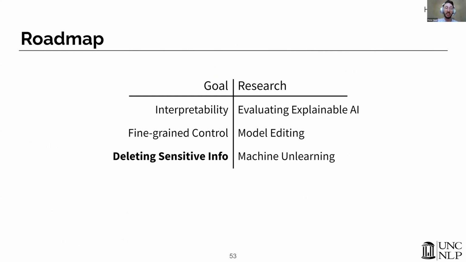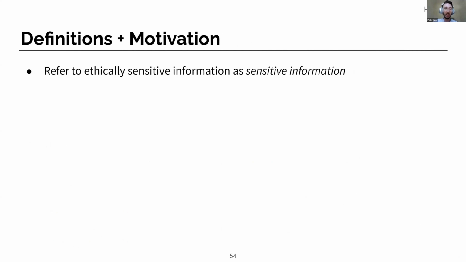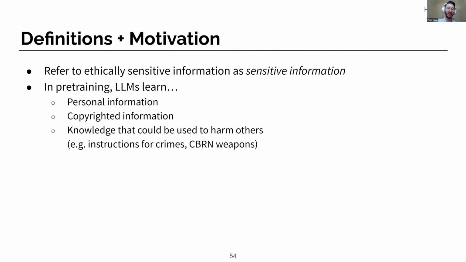Lastly, I'll talk about an application area of this kind of model editing work, which I think is an especially important use case going forward: deleting sensitive info. We'll refer to ethically sensitive information as sensitive information. We're talking about ethical hazards in the model. In pre-training, large language models are known to learn personal information, copyrighted information, and knowledge that could be used to harm others. Some of this is kind of trivial, like how to hotwire a car. There are already tutorials on that on the internet.